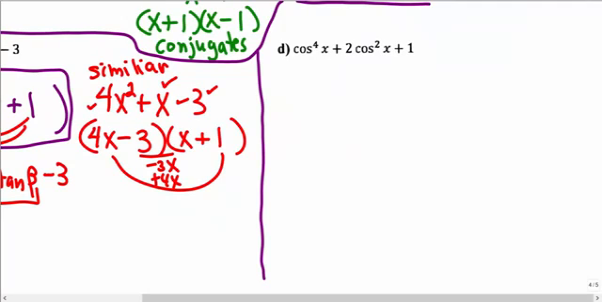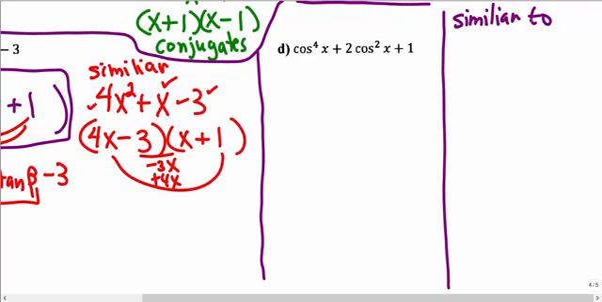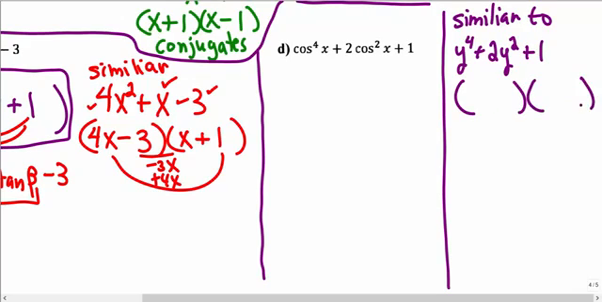If we want to factor cosine to the 4th x plus 2 cosine squared x plus 1, we're going to think back once again to algebra. So we're going to think about what this is similar to. If we were to factor, we're going to take cosine raised to the 4th power of x and represent that as, let's say, y. So let's say y to the 4th plus 2 times, and this is cosine squared x, so let's think about that as a variable squared, so y squared plus 1. If we were going to factor that, we would use the same process.